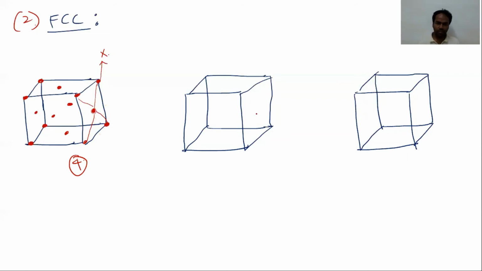Now take the same reference point here. If you extend the three-dimensional arrangement of these unit cells, there is one more unit cell present exactly beside this unit cell. I want to draw this next unit cell here. It is present like this. So there is one more unit cell.